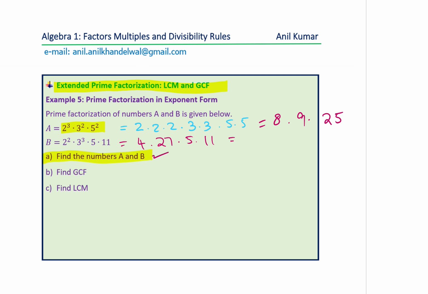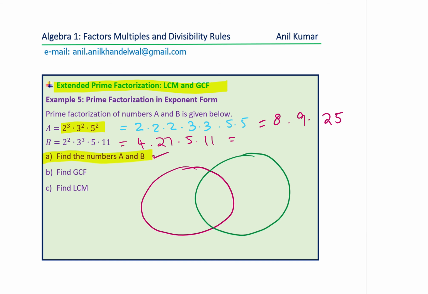Now, the second part here is to find the GCF. To find GCF, what can we do? Well, we can make two circles, the Venn diagram, right? So we'll use the strategy which we learned. The strategy is that whatever is common, we'll put inside. So when you look at the twos, there are two twos in both. So 2 square is common. However, one of them is left for a. So for a, I have an extra 2.